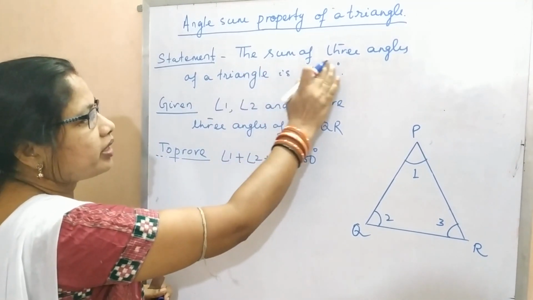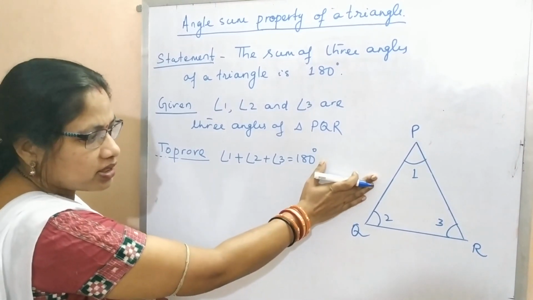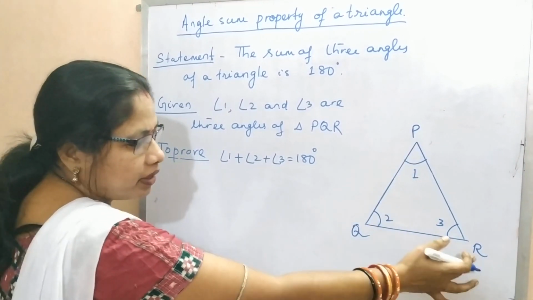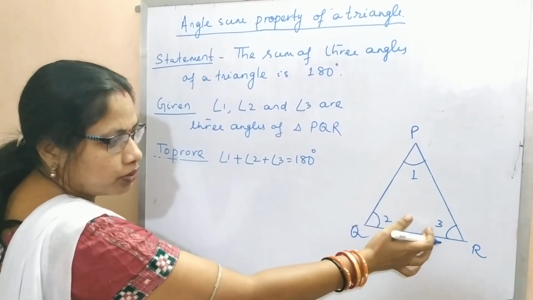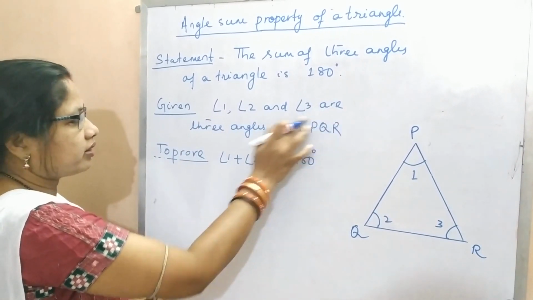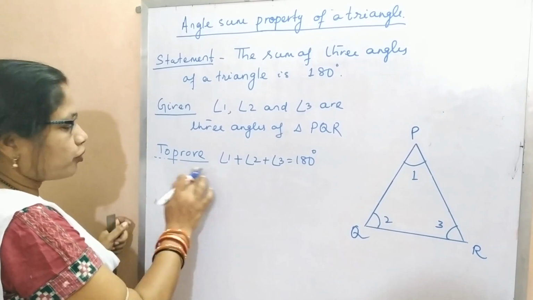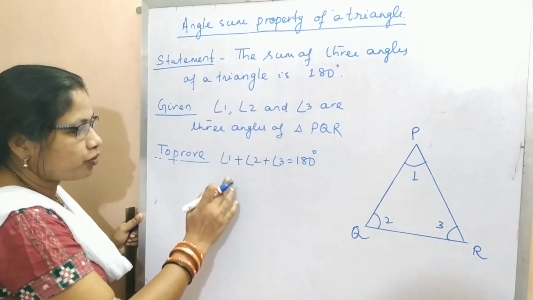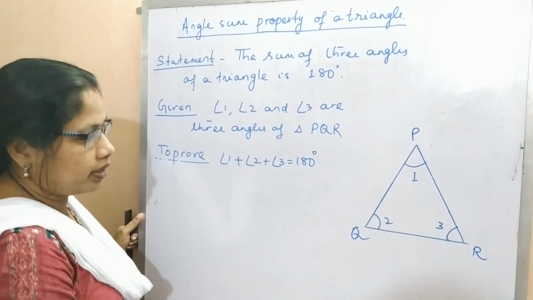The sum of three angles of a triangle is 180 degrees. So I have drawn this diagram. This is triangle PQR and the three angles are angle 1, 2 and 3. Given: angle 1, angle 2 and angle 3 are three angles of triangle PQR. To prove, what is to be proved? We have to prove angle 1 plus angle 2 plus angle 3 is equal to 180 degrees.